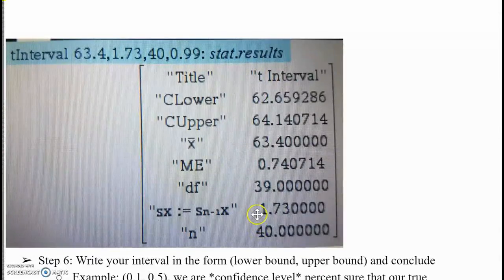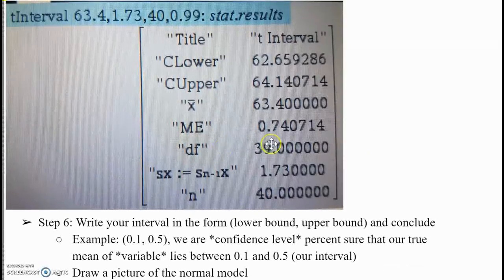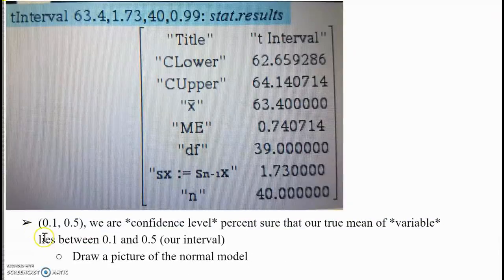Now eventually you get values like this. Again, a lot of it is junk. You see degrees of freedom, which is n minus 1, your S of x, which is standard deviation, n, margin of error, mean, and now your interval. Now as you can see, step 6 is write your interval in the form lower bound, comma, upper bound, and conclude. So we are going to do exactly that.